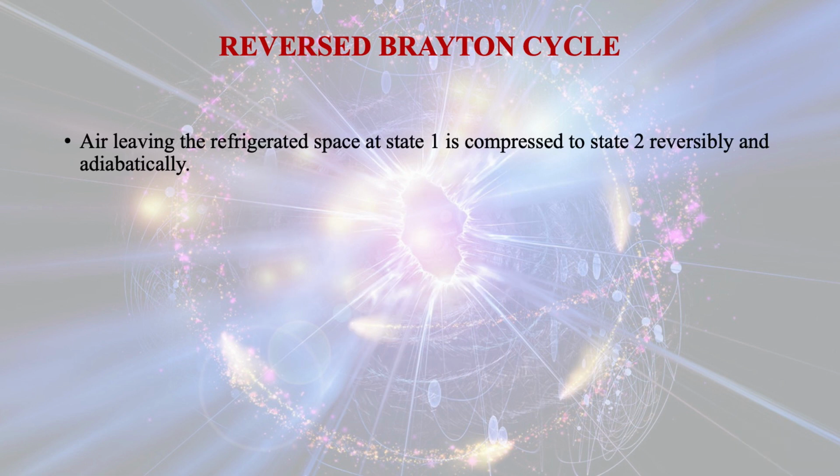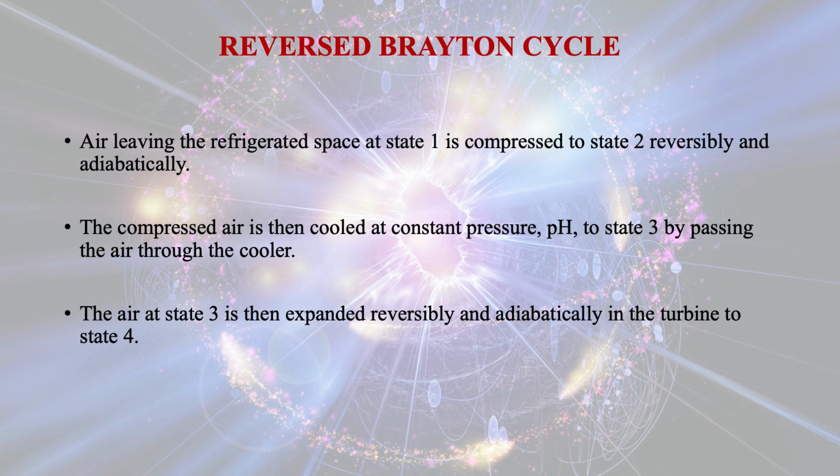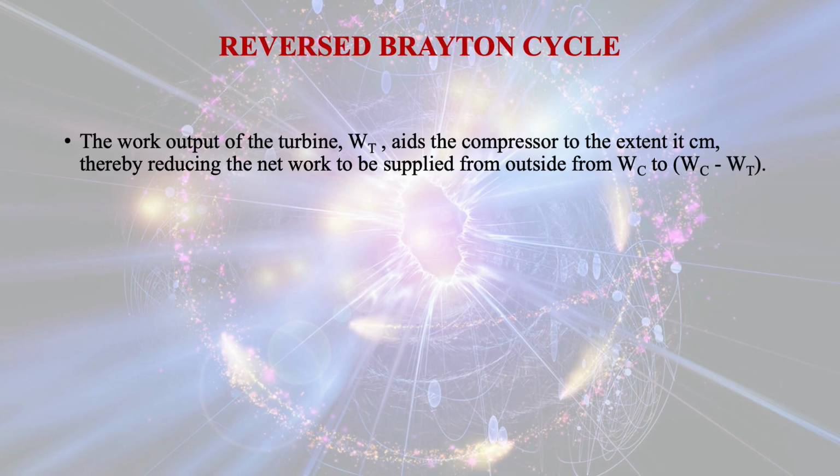Air leaving the refrigerated space at state 1 is compressed to state 2 reversibly and adiabatically. That's why it's known as the isentropic process. The compressed air is then cooled at constant pressure PH to state 3 by passing the air through the cooler. The air at state 3 is then expanded reversibly and adiabatically in the turbine to state 4. So a reversible and adiabatic process is known as an isentropic process. Here the entropy remains constant.